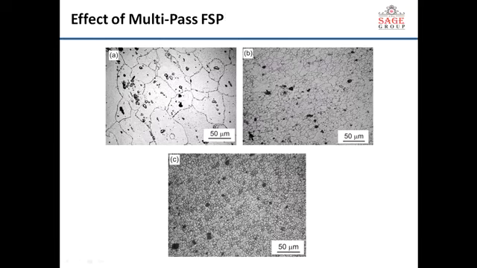And we can apply multiple passes. Suppose we apply 4 passes, and after 4 passes you can see that continuous dynamic recrystallization occurs in this processing zone, and it finally makes the grain size so equiaxed and so refined. So you can see that there is about 10 to 20 times refinement in the grain size.